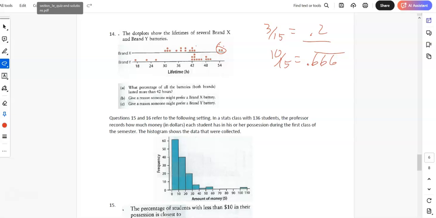So overall, I'm pretty sure the mean and median are much greater for brand Y, so that'd be a reason to get that.